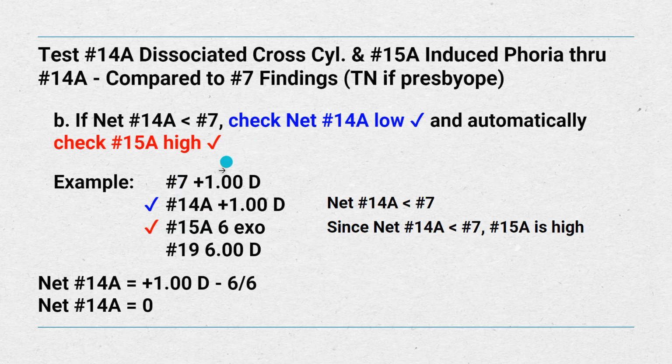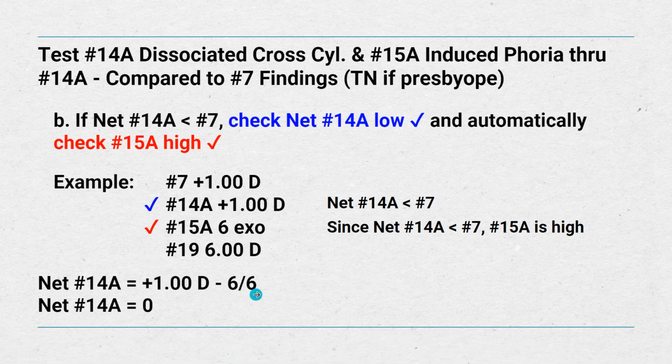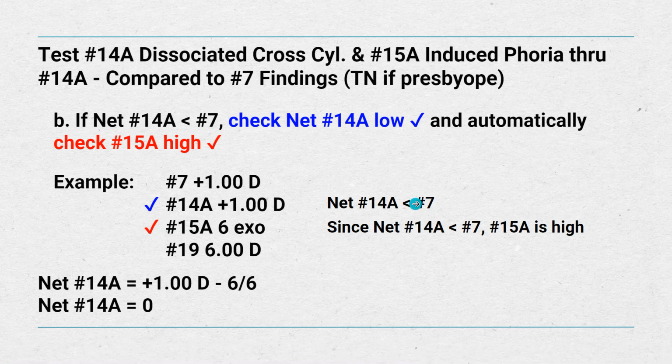So for example, this one is different from the given. Net number 14A is equals to plus 1 minus 6 over 6. So yeah, net number 14A is 0. So since 0 is lesser than the plus 1, you will check net number 14A low. And 15A is dependent on 14A. So since our 14A is low, our 15A is high.